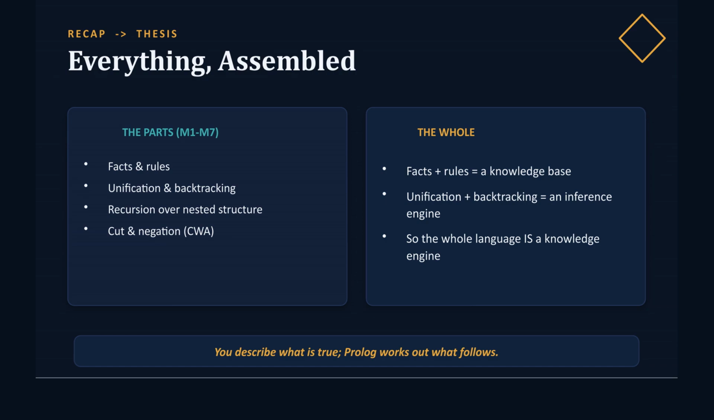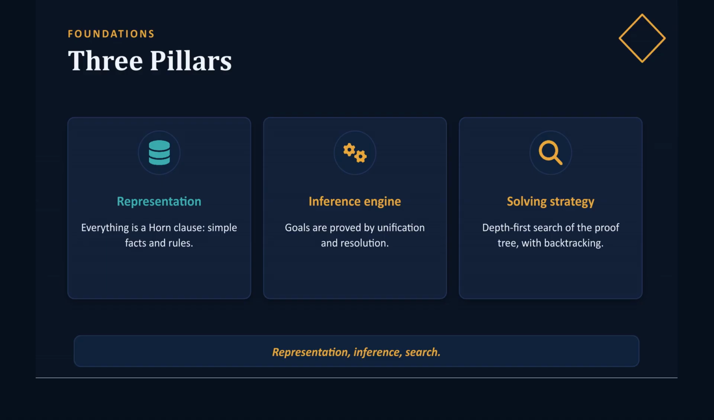This is the heart of declarative programming, unlike Python, where you spell out every step. In Prolog you state what holds and let the engine find the how. Underneath, 3 pillars hold this up.